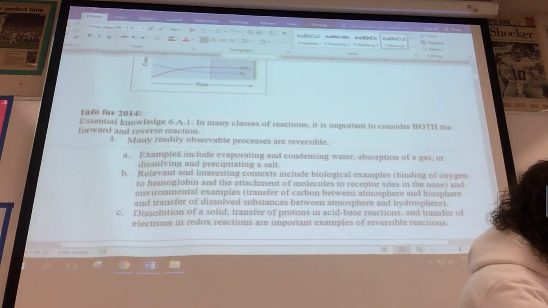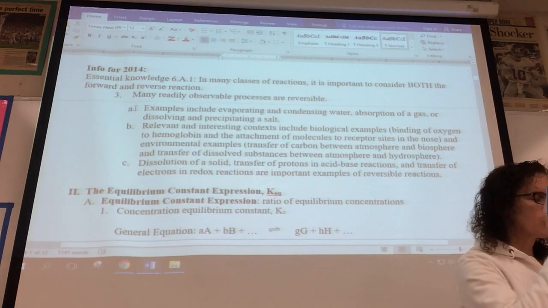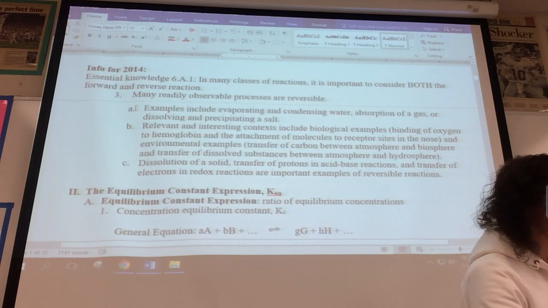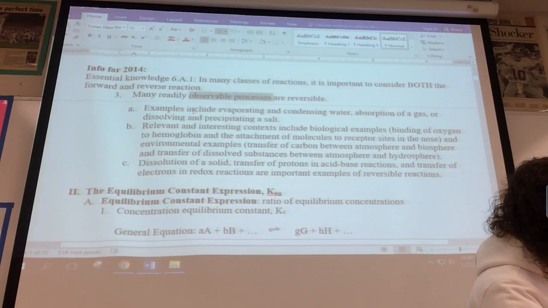With every big idea, there are objectives and also essential knowledge pieces. I don't break it all down for you because it really just is so overwhelming. But in essential knowledge 6A1, it says in many classes of reactions, it's important to consider both the forward and reverse reaction. And it turns out that many readily observable processes are in fact reversible. We looked at evaporation and condensing of water. There are other examples as well.